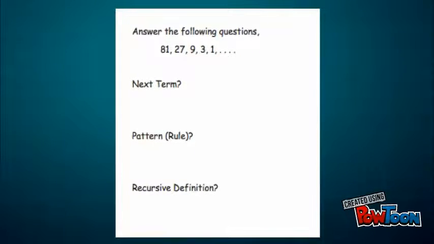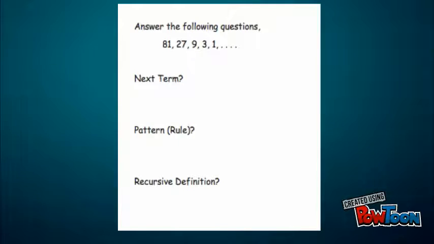Let's take a look at some examples. See if you can answer the first question. What would be the next term in the sequence 81, 27, 9, 3, 1, and so on? Pause the video and try to figure it out. The correct answer that we were looking for is 1/3. Now, what was the pattern or the rule that was used to find that next term?